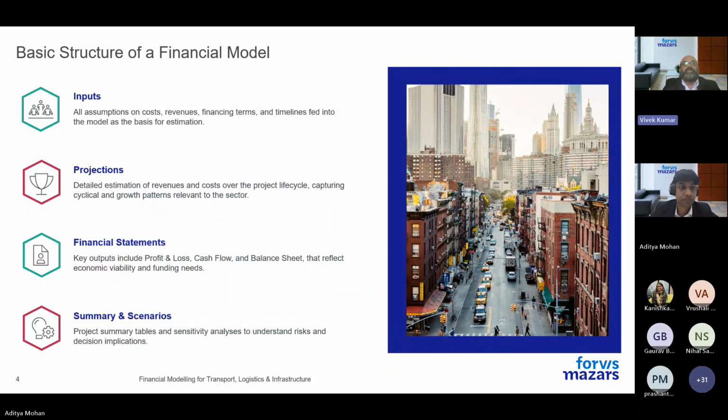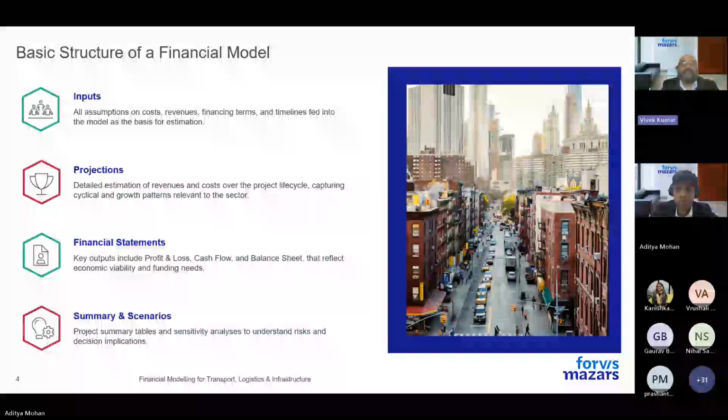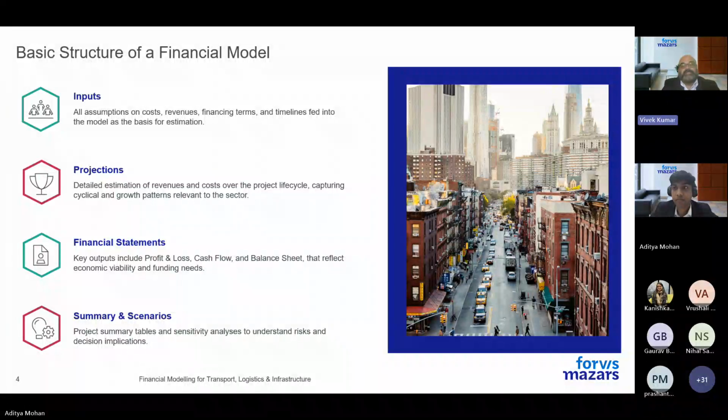Often we think about financial modeling just as a simple Excel exercise. It's more than that. Excel is a tool. Your thought, your process, your understanding is what makes a model good or bad, useful or not useful.